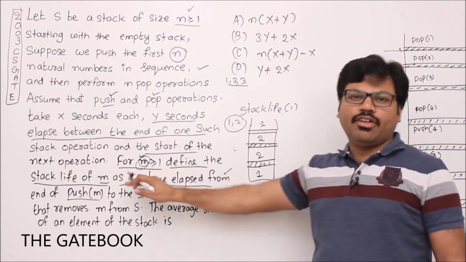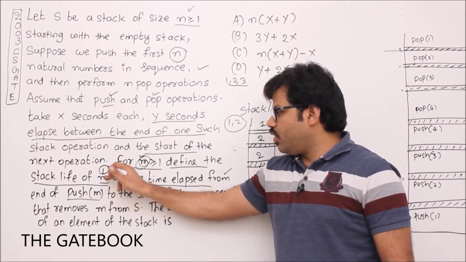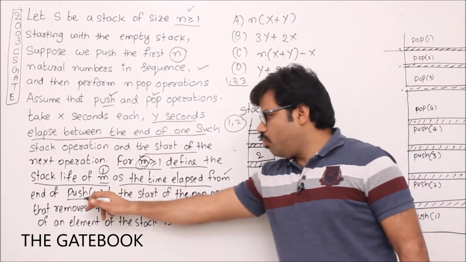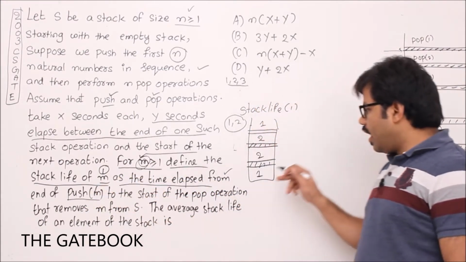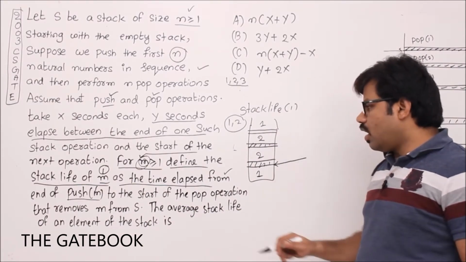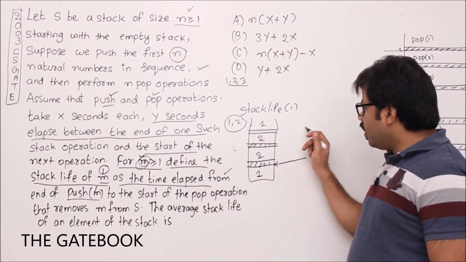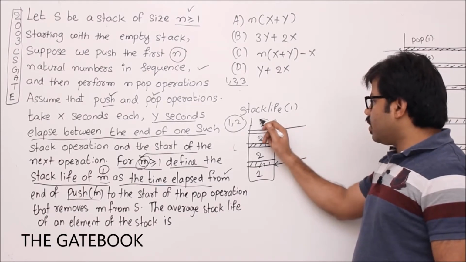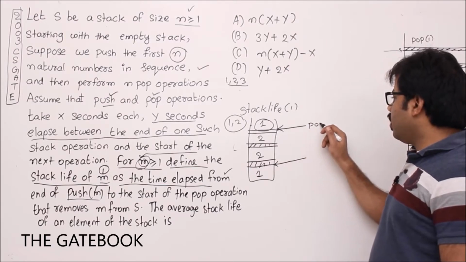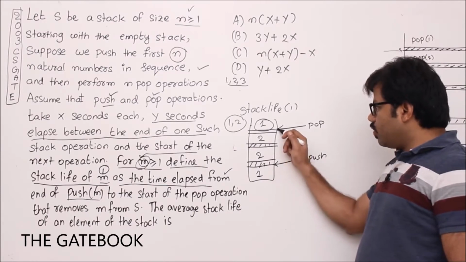Then he is defining lifetime. What is the lifetime of, let's say, element 1? Let's read it with 1. Stack life of 1 is the time elapsed from the end of push 1. Where is the end of push 1? This one. To the start of the pop operation that removes it, which removes that 1. Here, right? This is the pop operation, correct? So the start of the pop operation which removes it. We are popping here, we are pushing it. So from the end of the push to the start of the pop.